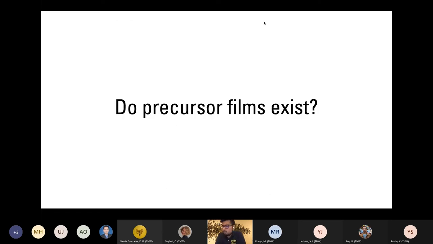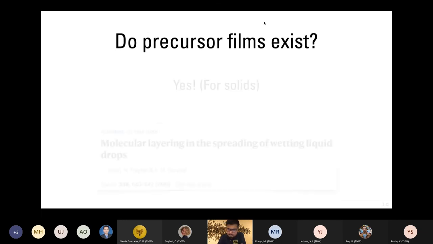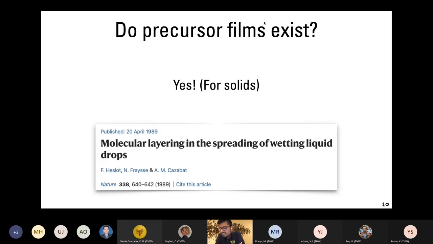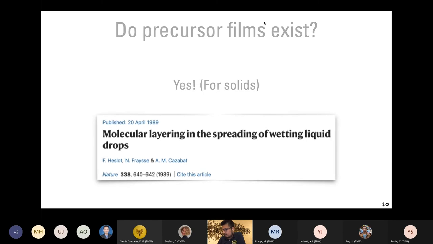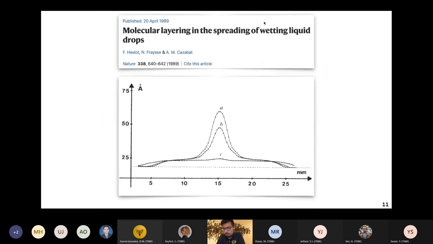But the question arises: do precursor films even exist, right? I mean, sure, it should be there from a thermodynamic point of view, but has anyone seen it before? And the answer is yes, for solids. So the earliest paper I could find where someone actually went in and measured the thickness of this precursor film is this very nice paper from a French group, on molecular layering in the spreading of wetting liquid drops. And there they used, I think, some fancy techniques to measure this thickness. And I would just bring out one snapshot from that picture.